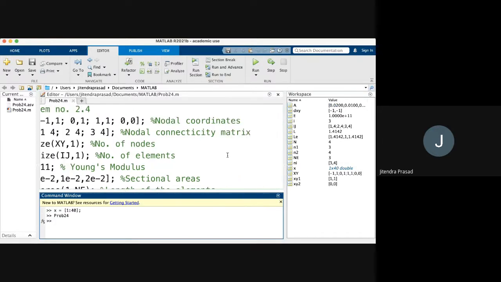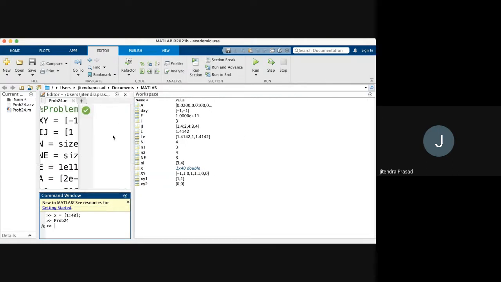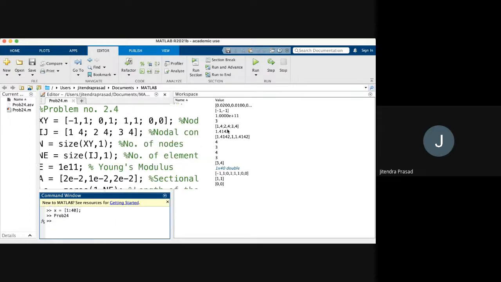Yeah, and already you can see some answer here, tells you which all things are there. TXY you got, LE, and all kind of things in workspace you have seen.